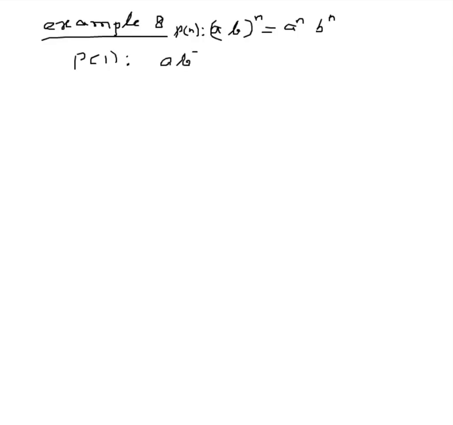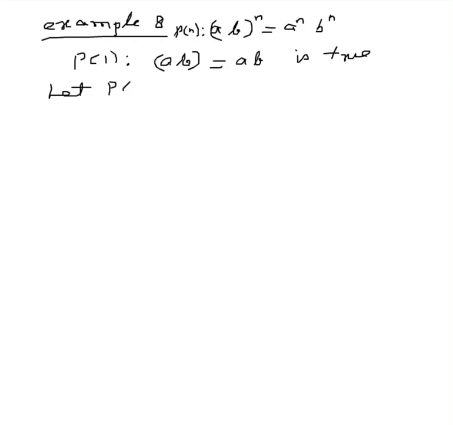Example 8. Prove the rule of exponents, that is ab whole power n is equal to a power n into b power n. P of 1 will be ab whole power 1 is equal to a power 1 b power 1 is true.